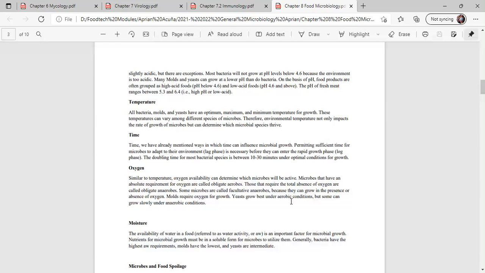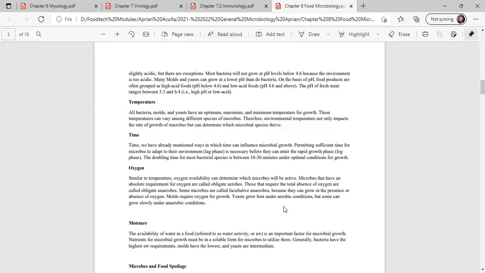Now, for oxygen, similar to temperature, oxygen availability can determine which microbes will be active. Microbes can have an absolute requirement for oxygen, which are obligate aerobes, and then the requirement for the total absence of oxygen is what you call obligate anaerobes. For example, obligate means 100% dependent. Some microbes are called facultative aerobes because they can grow in the presence or absence of oxygen. So, facultative means with oxygen or without, they will still grow.